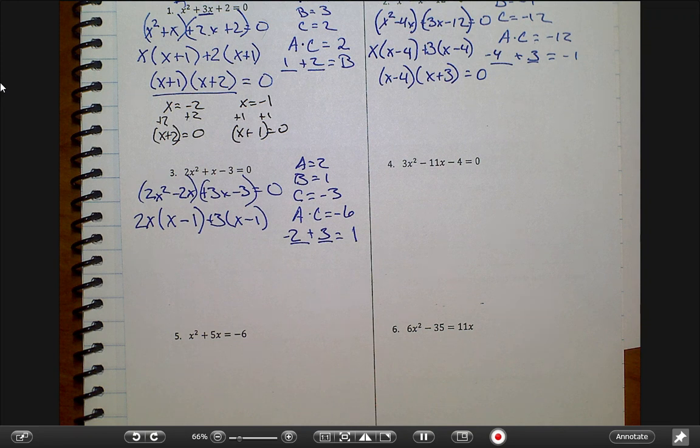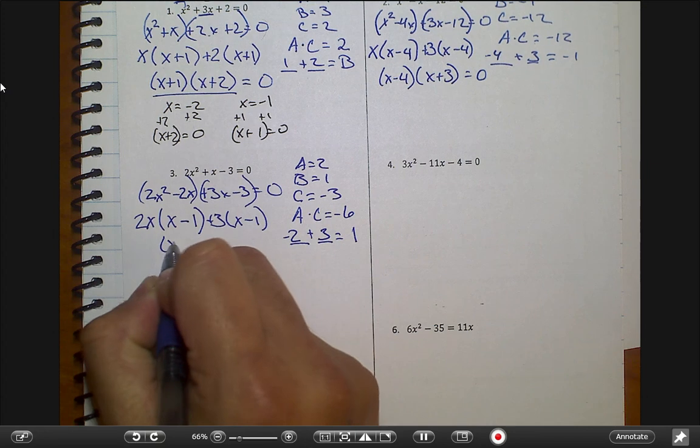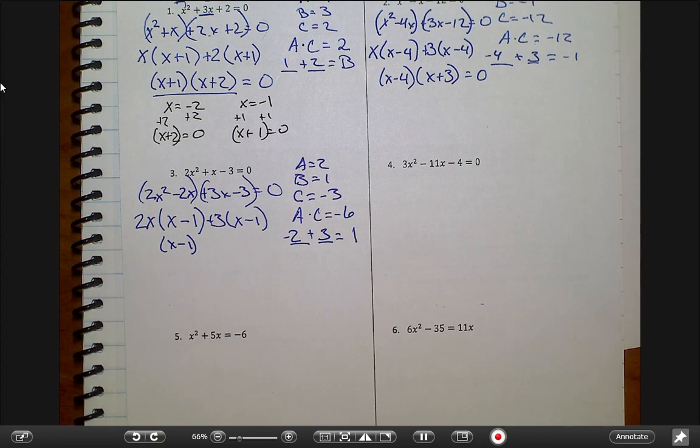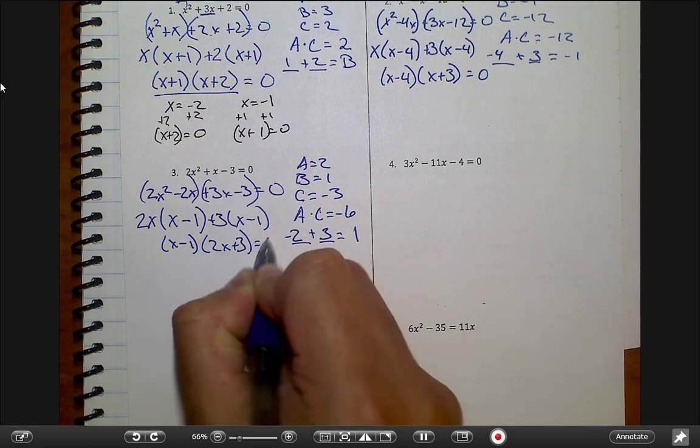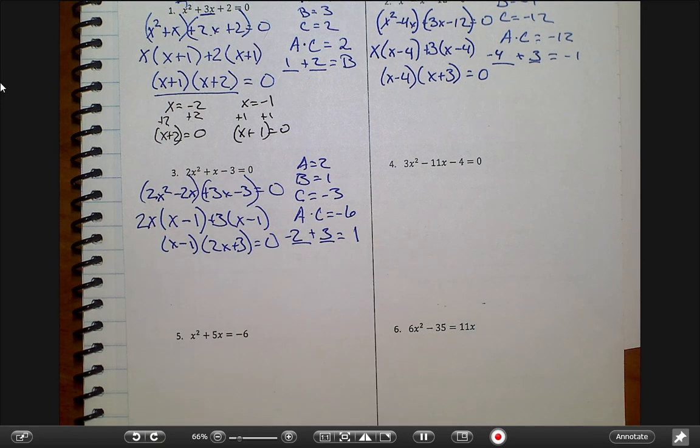All right, so they should have it in common, shouldn't they? Yeah. So I have x minus 1, and what is my leftover? 2x plus. There we go. Super easy, right?